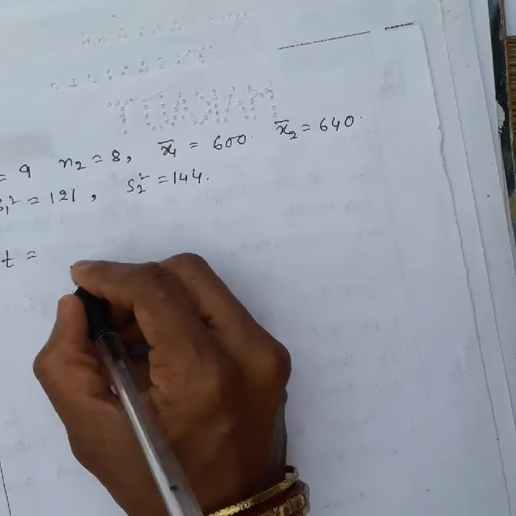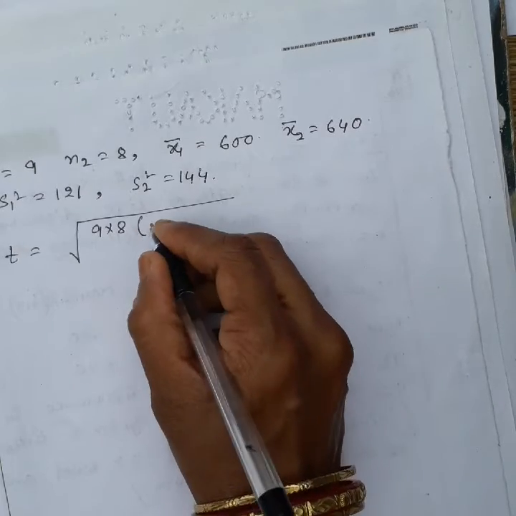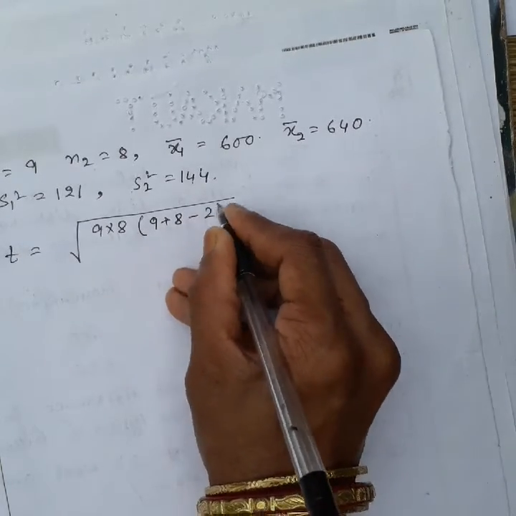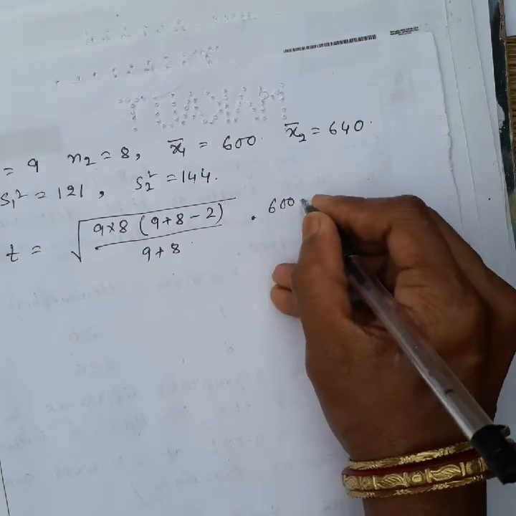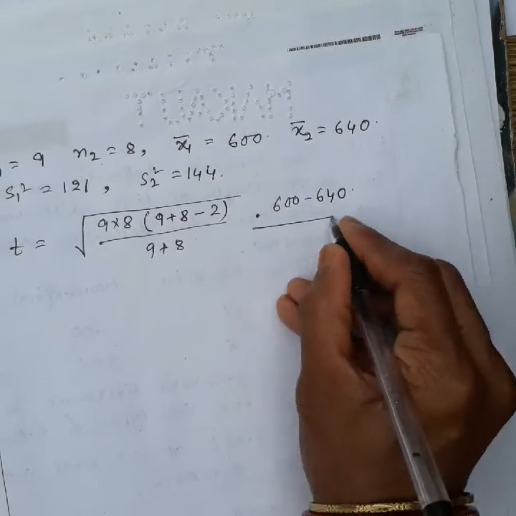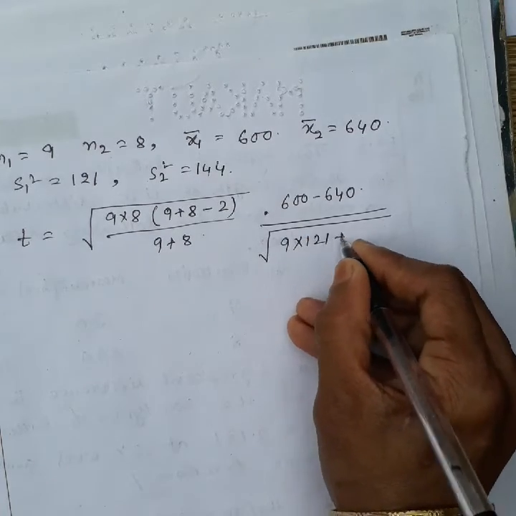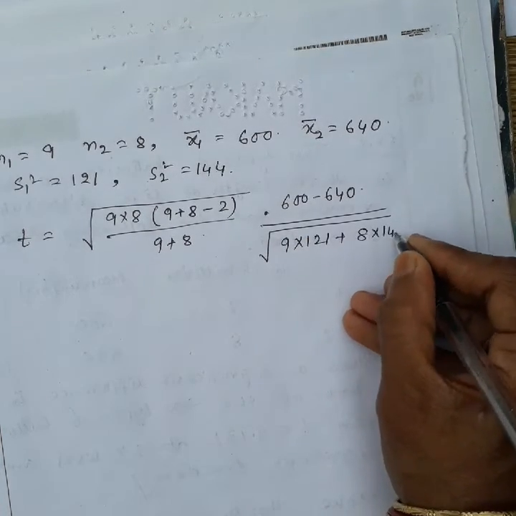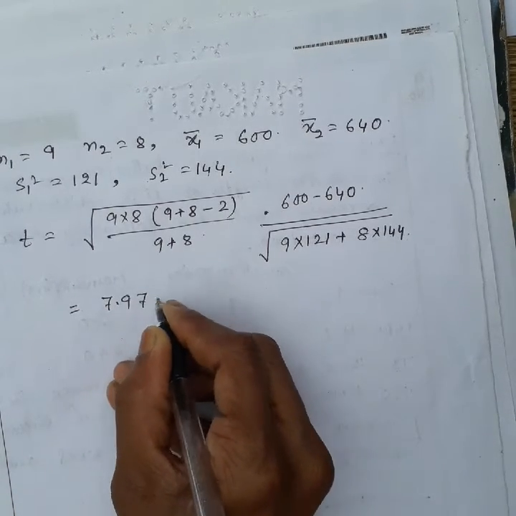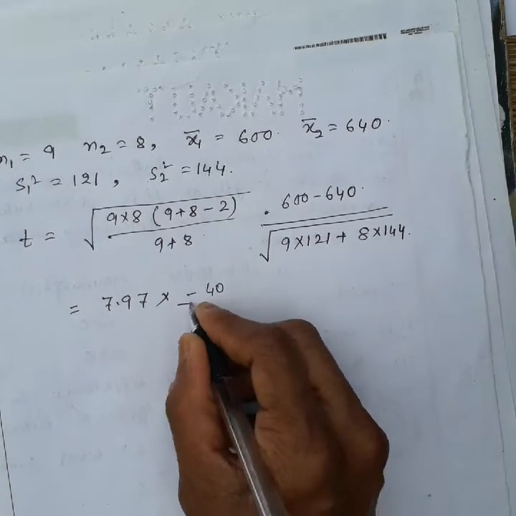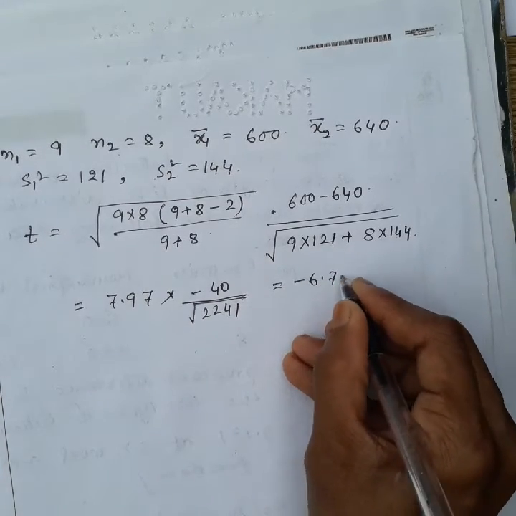So t is equal to root over of 9 into 8 into 9 plus 8 minus 2 by 9 plus 8, into 600 minus 640 by root over of 9 into 121 plus 8 into 144, which is equal to 7.97 into minus 40 by root over of 2241, that is minus 6.73.